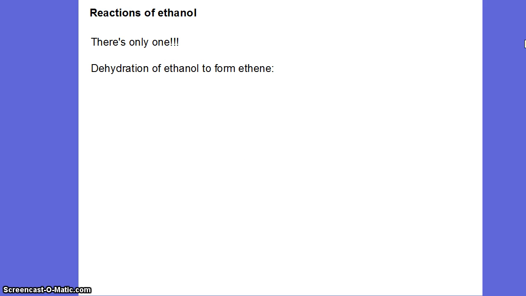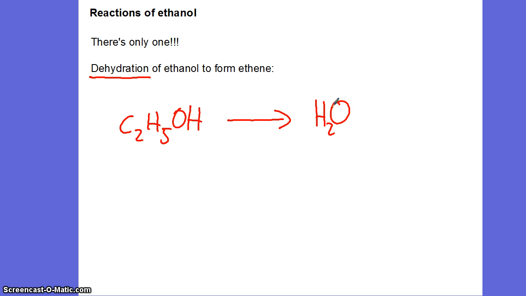Now, the second bit on the syllabus looks at the reaction of ethanol. You might expect that they might talk about combustion, but really, according to the syllabus, there is only one reaction, and that's the dehydration of ethanol to form ethene. So it's effectively the reverse of reaction 2, which was on the first slide. So here's our ethanol, and if it's a dehydration, that means you take water out. Here's our water, and the other product you form is ethene.